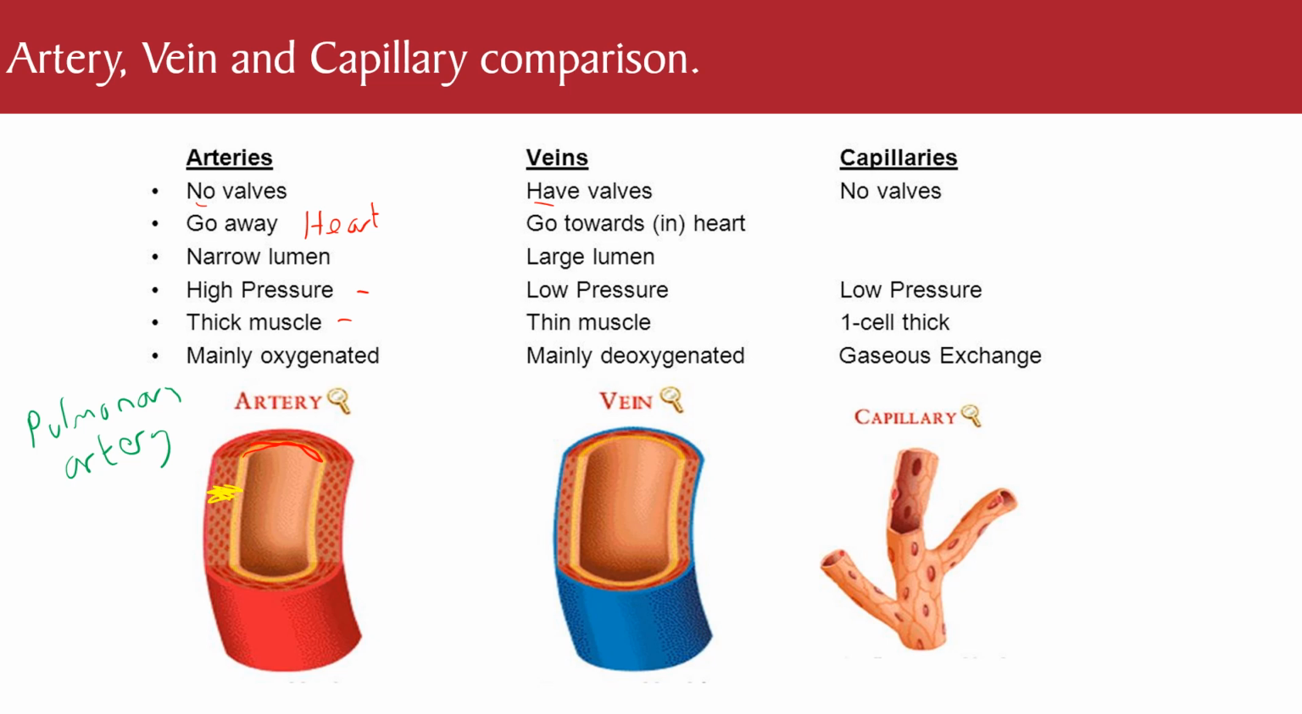Veins have got valves. Okay, what they are is little pocket valves to stop the backflow of blood towards the heart. Large lumen. Okay, you can see that here. Large lumen. Thin muscular walls, mainly deoxygenated. And the only one that is oxygenated is the pulmonary vein. Okay, now they're great as comparisons. So what I would do is look at the picture, and the picture tells you a lot of the answers anyway.